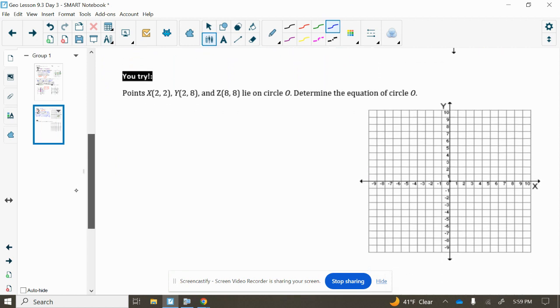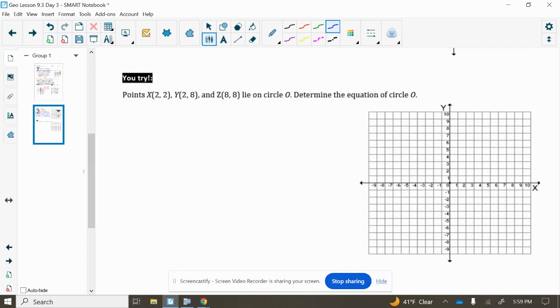Try the last one on your own. First, determine where your center of your circle is. And then the last part, once you get that, determine what the overall equation of your circle is.